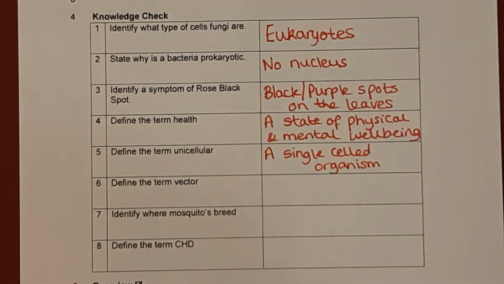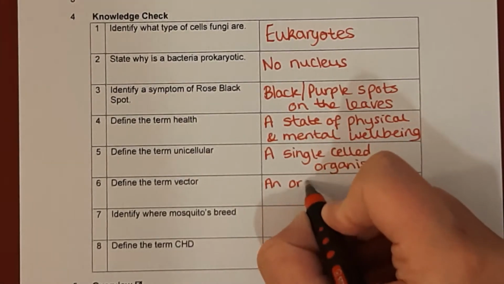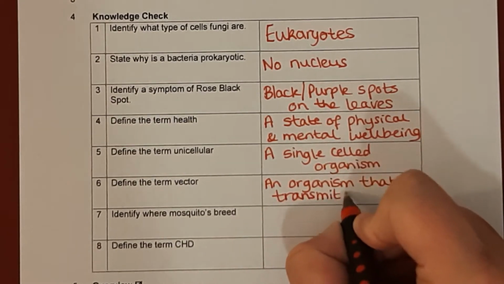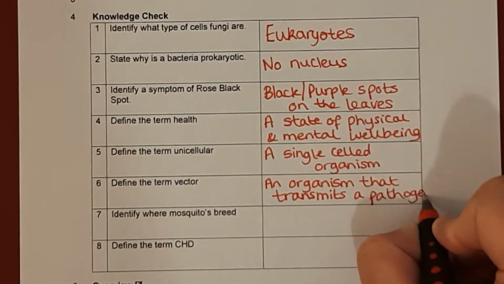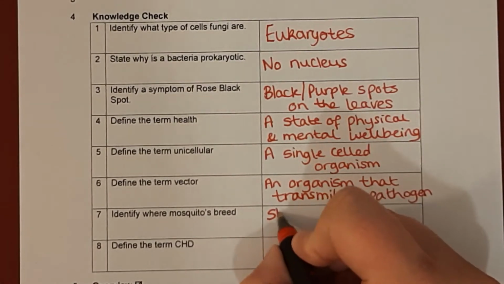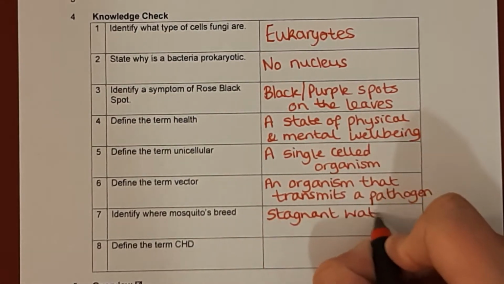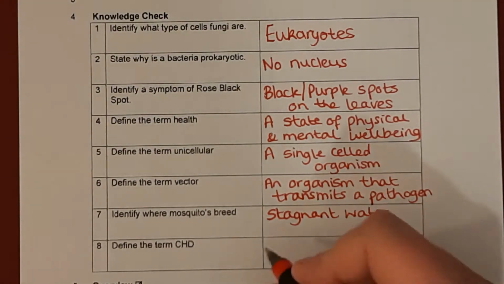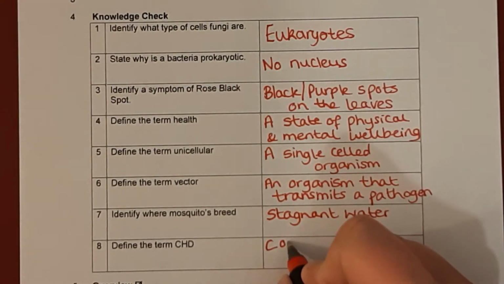Question 6. Define the term vector. The vector is an organism that transmits a pathogen. Question 7. Identify where mosquitoes breed. So they breed in stagnant water. Question 8. Define the term CHD. So that's coronary heart disease.